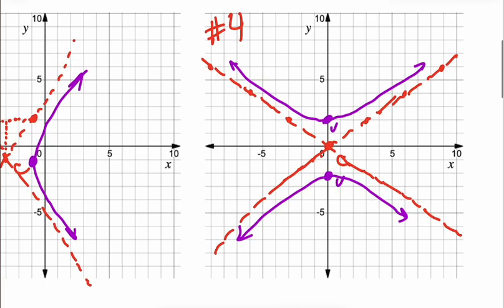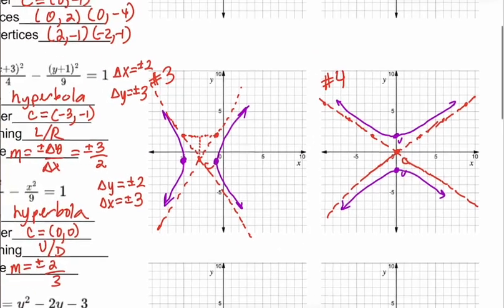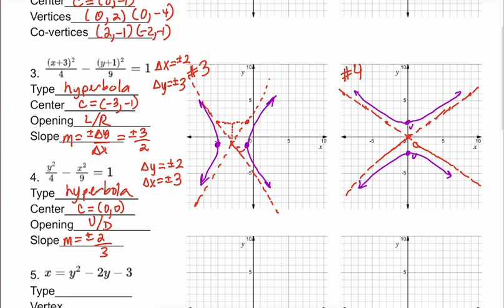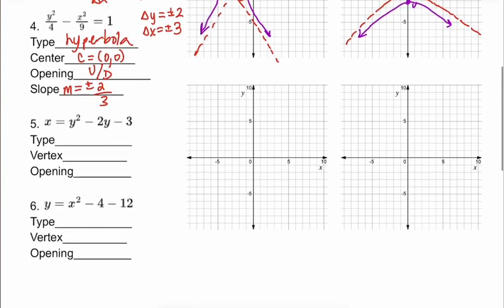Just kind of follow those. Okay. Two more kinds on the quiz tomorrow. That will be 5 and 6. One parabola opening up or down, and one parabola opening left or right.